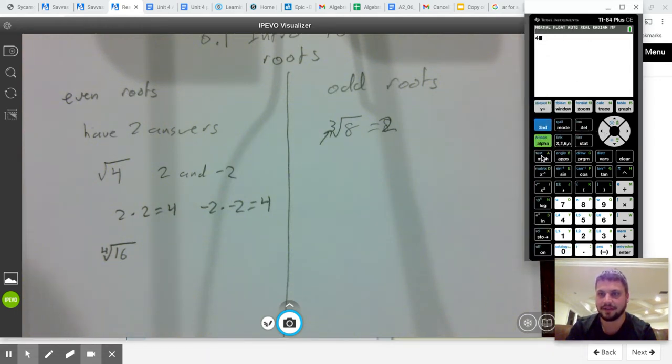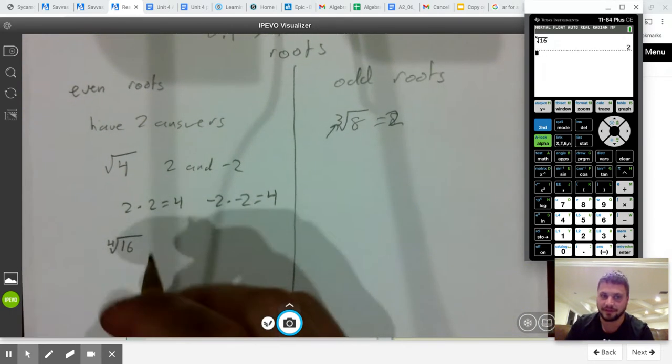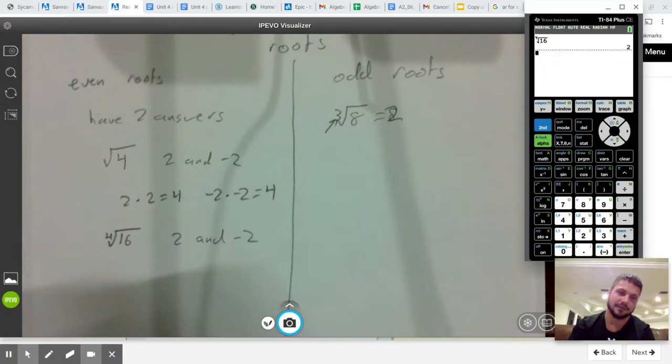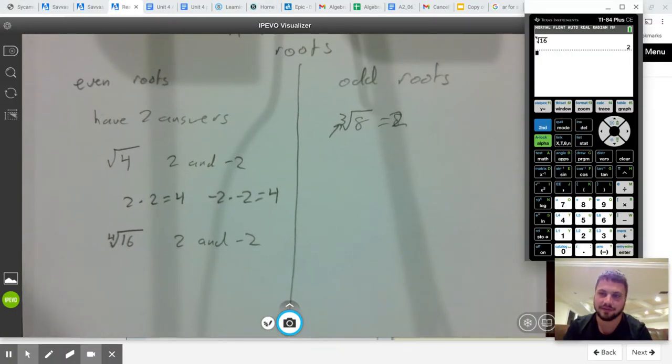Then I go to math, and I scroll down to option number 5, which has an x as the root number. When I hit enter, all of a sudden, boom, that 4 has now become my root number. Now I can type in 16, of course, and it tells me that the answer is 2. But all even roots have two answers. So the answer is 2 and negative 2. All even roots have two answers.